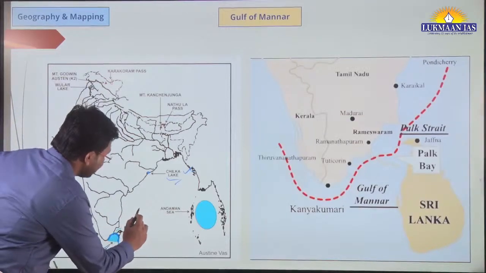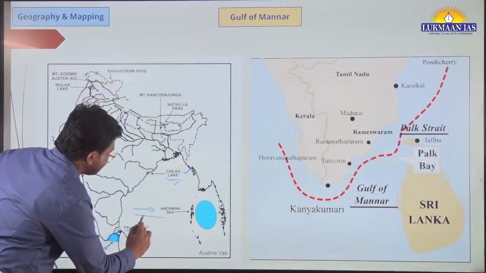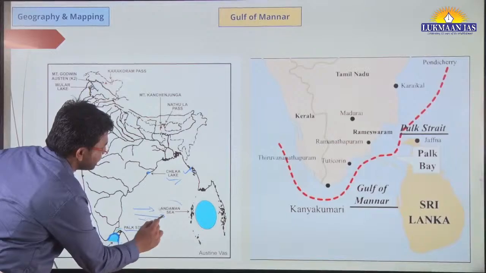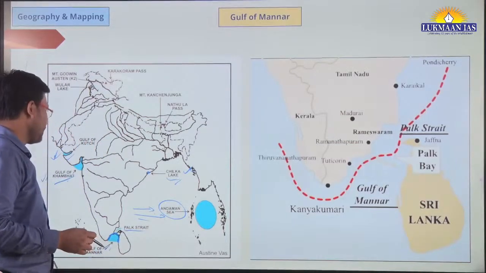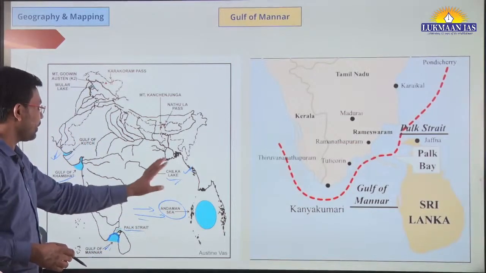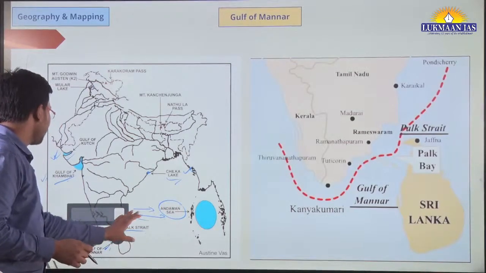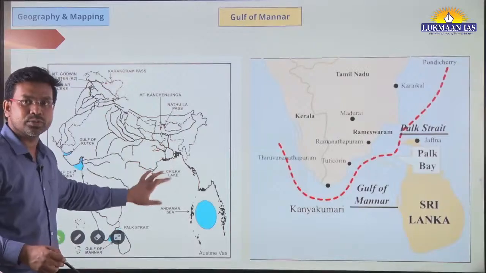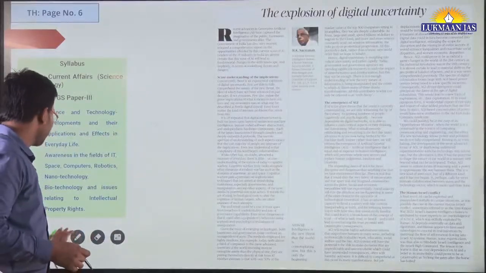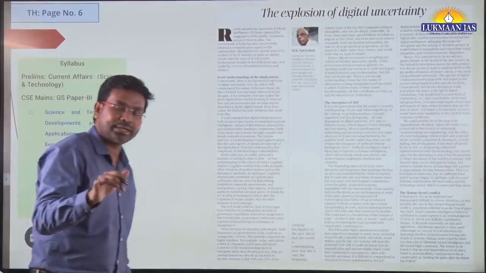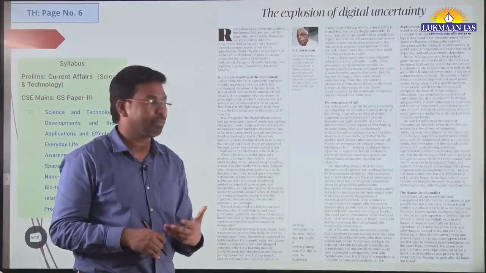Then to the east side of this we have a sea which is known as the Andaman Sea. We have the Andaman Sea over here. So these are the locations that you need to remember. Practice also, if possible, draw the map in your own handwriting, so that you remember it.